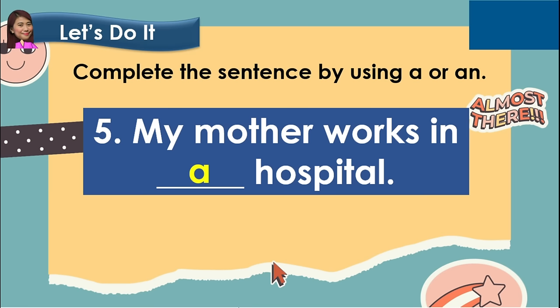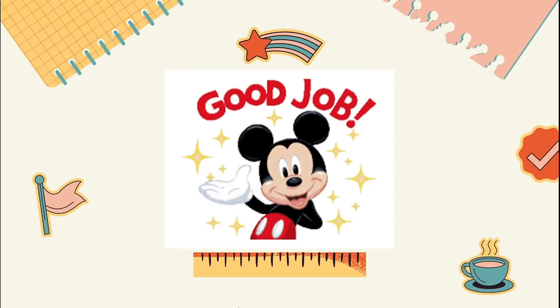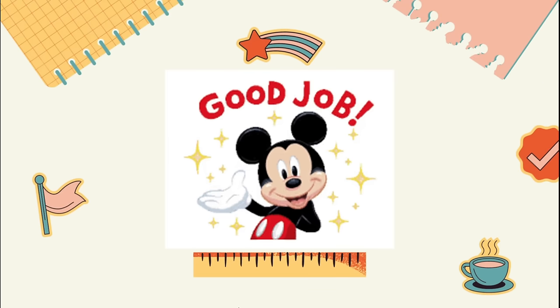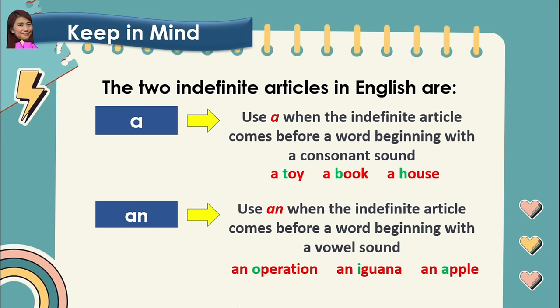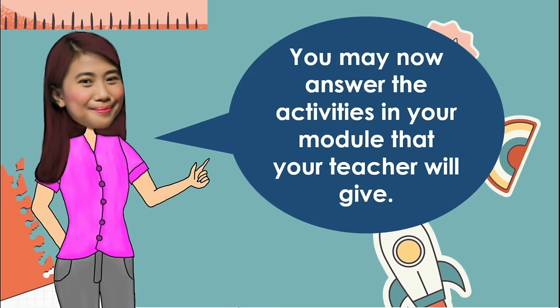How many correct answers did you get? Good job, kids! You really did well today! Always keep in mind, the two indefinite articles in English are a and an. We use a when the indefinite article comes before a word beginning with a consonant sound. We use an when the indefinite article comes before a word beginning with a vowel sound. You may now answer the activities in your module that your teacher will give.